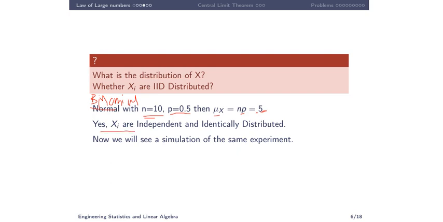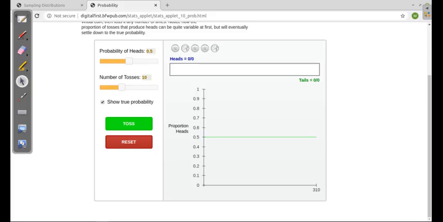Now, is this experiment IID, independent and identically distributed? Yes. Why? Because the first 10 coin tosses do not depend on the next 10 coin tosses and so on. But each set of 10 tosses is identical, because the same coin used the first time is used the second time also. So this is an IID process, and this is a binomial process. So all the experiments we are doing are binomial experiments. We will see a simulation of the same experiment, because we cannot toss the coin here.